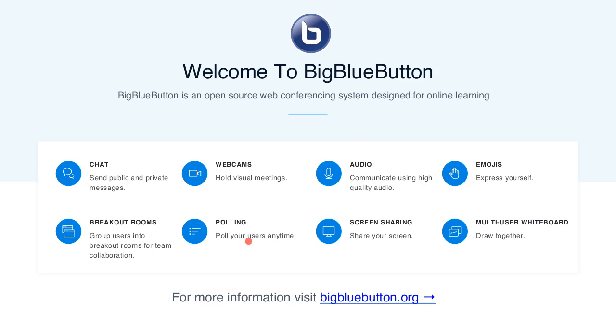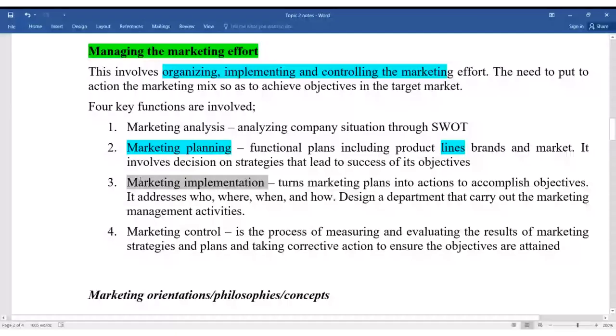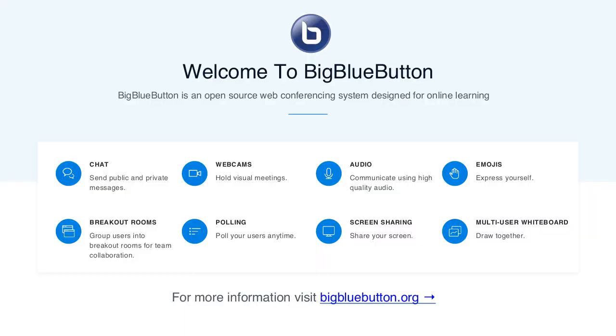Step number 4 is marketing control. Marketing control relates to measuring performance, evaluating results, and taking corrective action where there is deviation from plan.